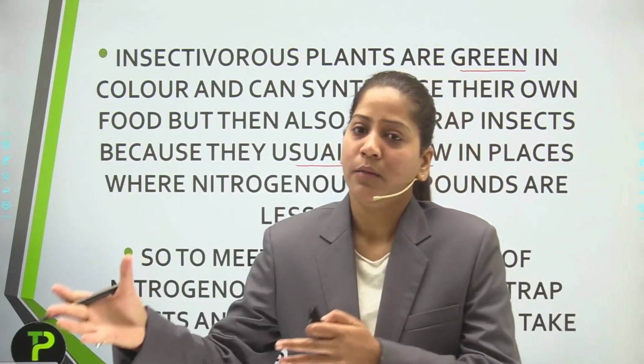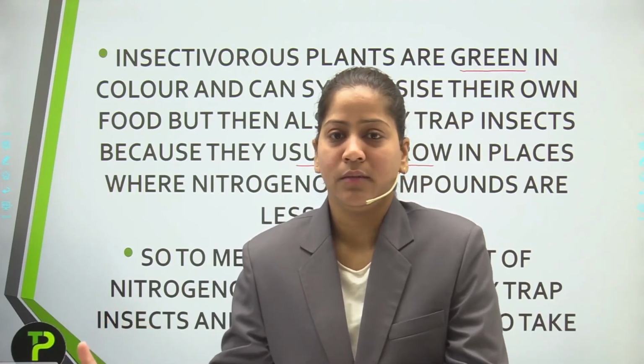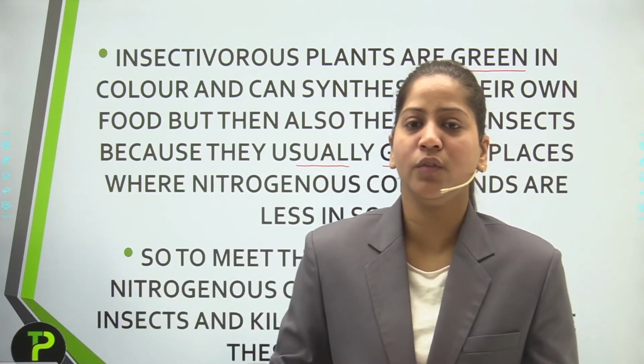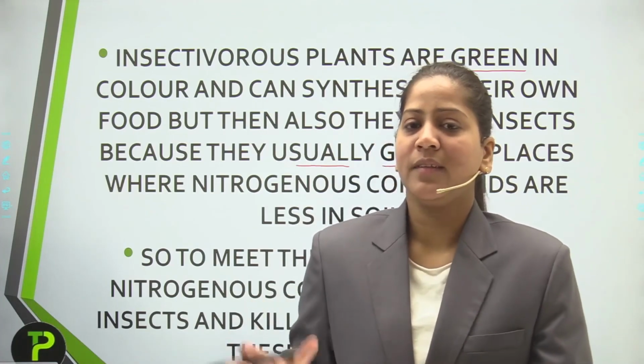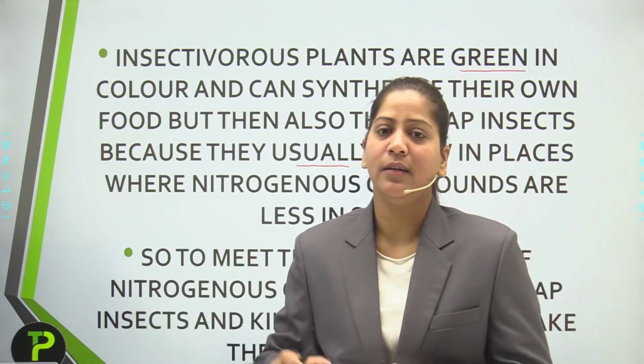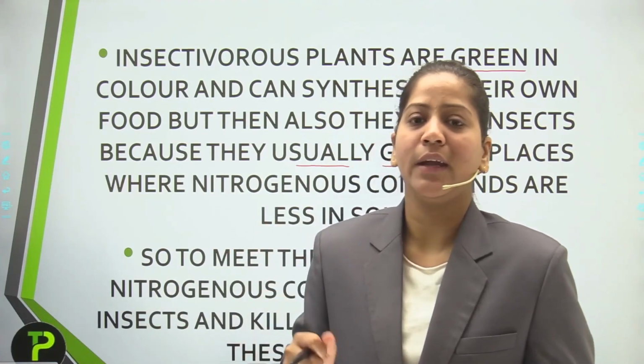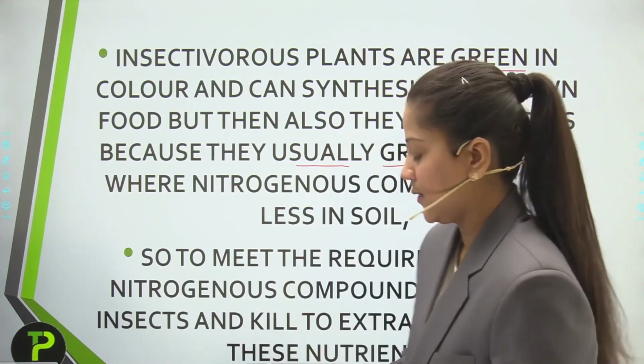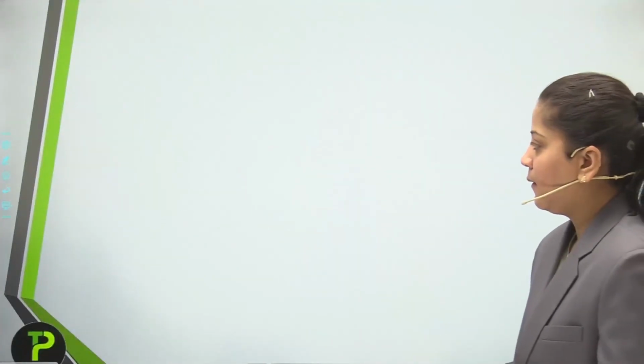So because they need nitrogenous compounds to meet their requirements, they trap an insect and get nitrogenous compounds from insects. That's all.